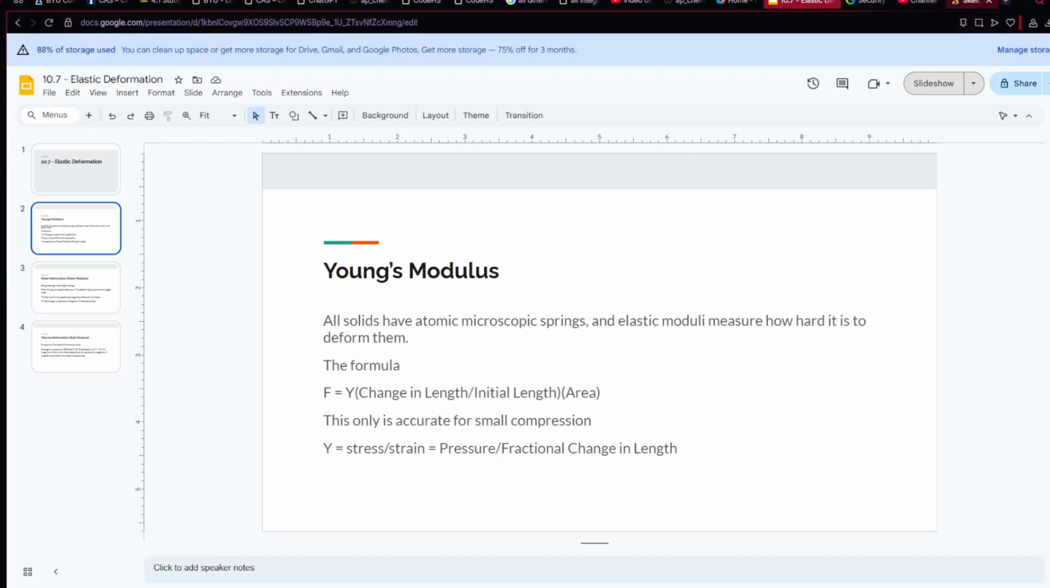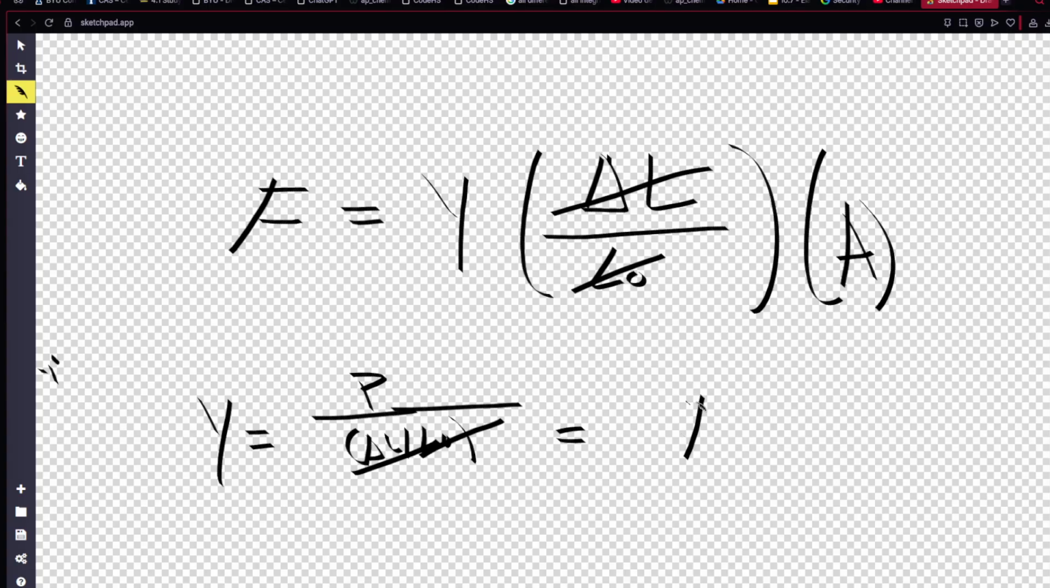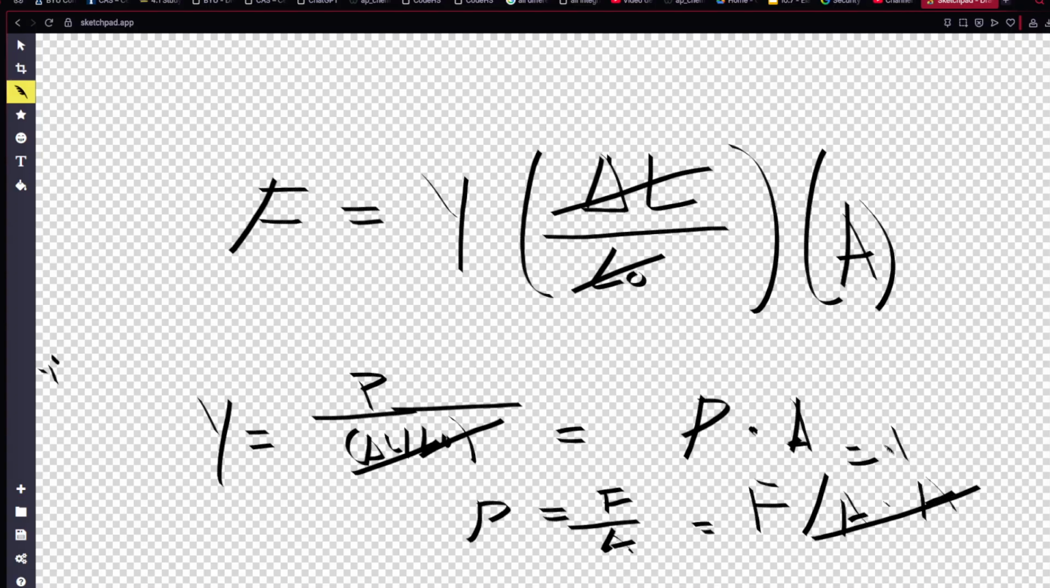So Y equals stress over strain, which equals pressure over fractional change in length. All that it's talking about is the units. Y equals pressure divided by fractional change in length. So fractional change in length would be delta L over L0. But guess what? It's interesting. The reason being is because L0 and L0 will cancel out, leaving us pressure times area. And I'm sure you guys know that pressure is force divided by area. If you don't, then now you do. And now we realize that the A's cancel out, giving us force. So somehow some pretty smart people just figured that out.